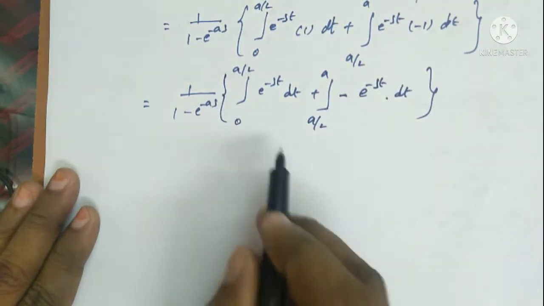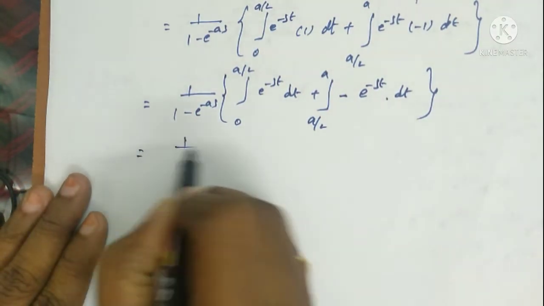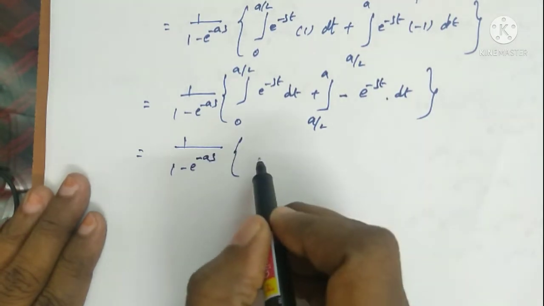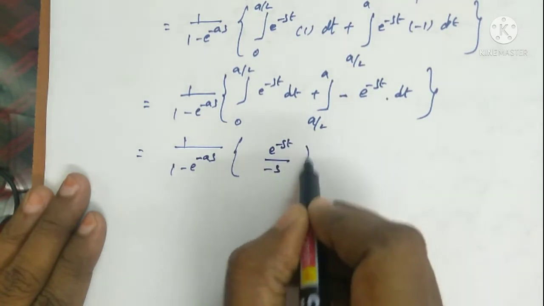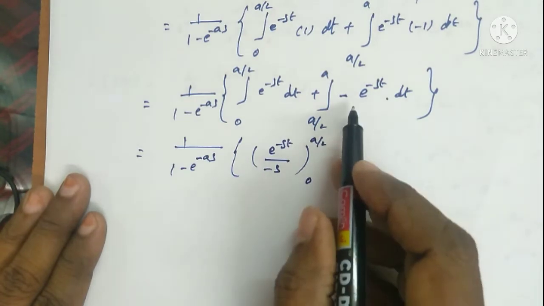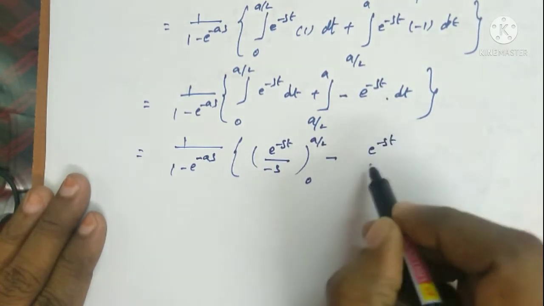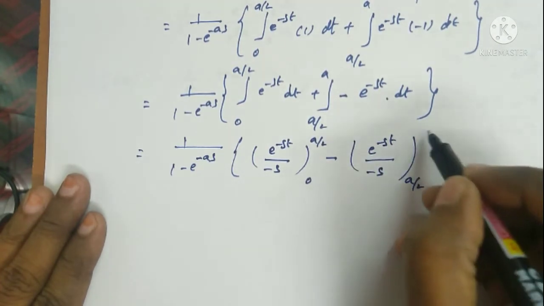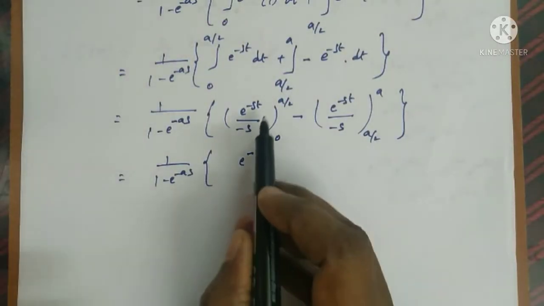So now we are going to integrate this term. So directly we can write the integration. So 1 by 1 minus e power minus as. The integration of e power minus st is e power minus st divided by minus s with the limit 0 to a by 2. And here it is minus, we can take the minus outside. Integration of e power minus st, e power minus st by minus s with the limit a by 2 to a. Applying the limit e power minus limit for t.